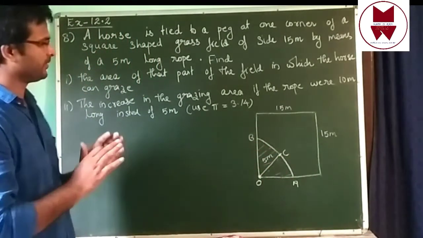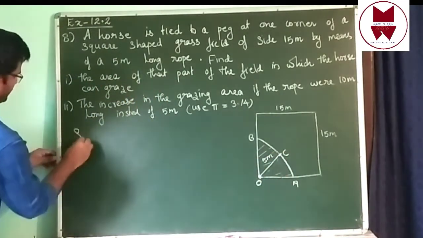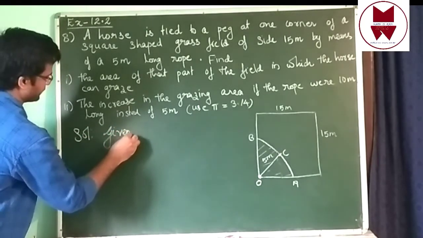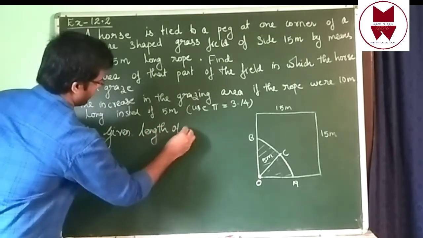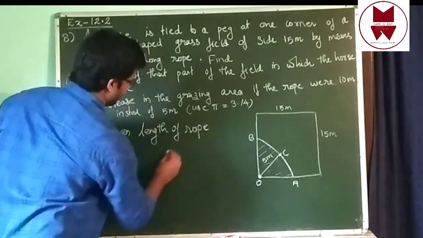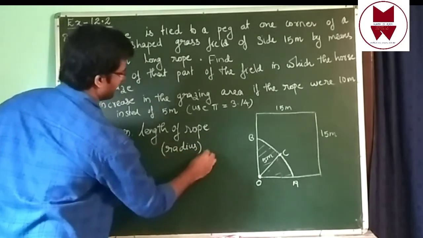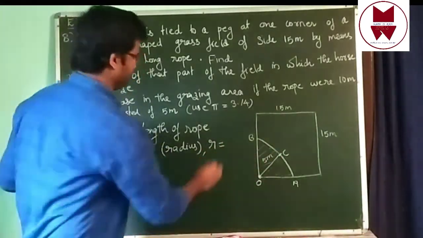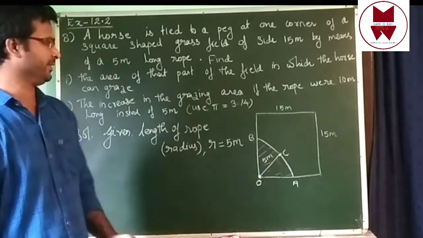How can we find it out? What things are given? First we can write that. Solution. Given: length of rope. We can consider that as the radius. Just write in bracket: radius r equals the length of rope, already given, that is 5 meter. We will consider that as the radius.